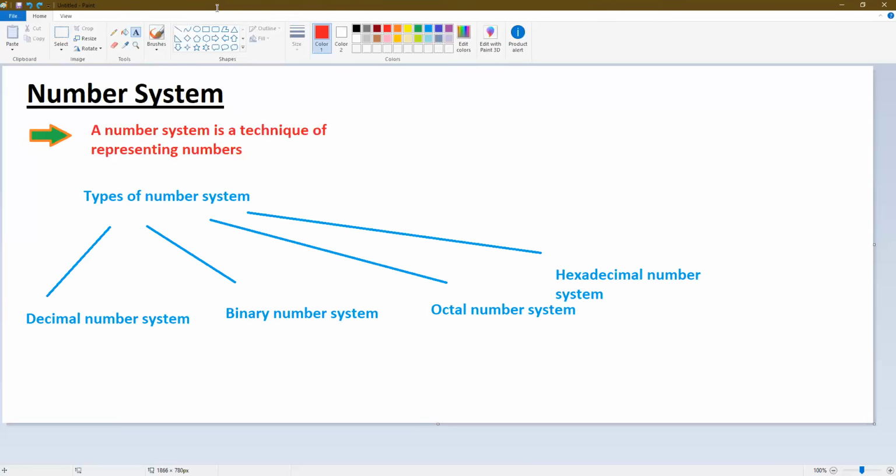Now, the numbers that we use in our daily life are part of the decimal number system. Can you remember how many digits we have? If you remember correctly, we have 10 digits starting from 0 to 9. So that is the decimal number system. Decimal number system has a total of 10 digits starting from 0 to 9, and this is the number system which is used by humans.